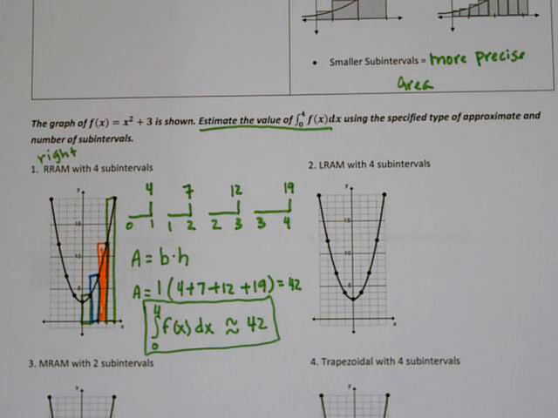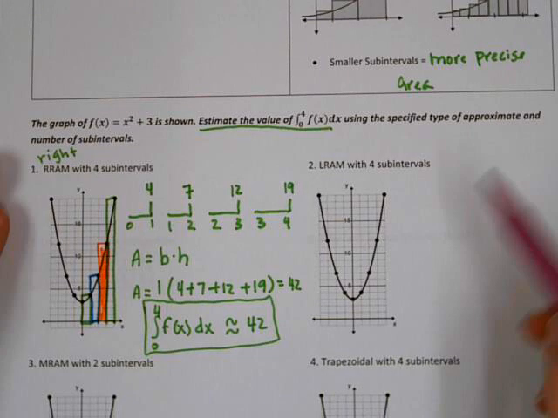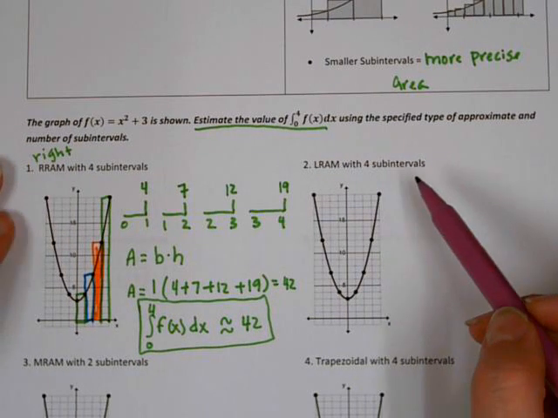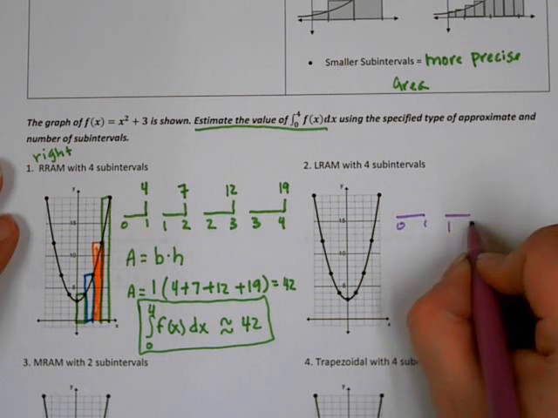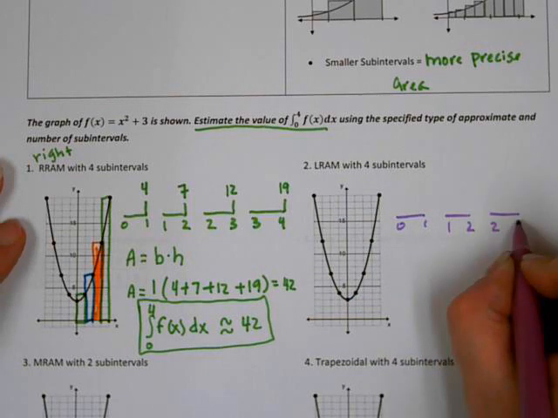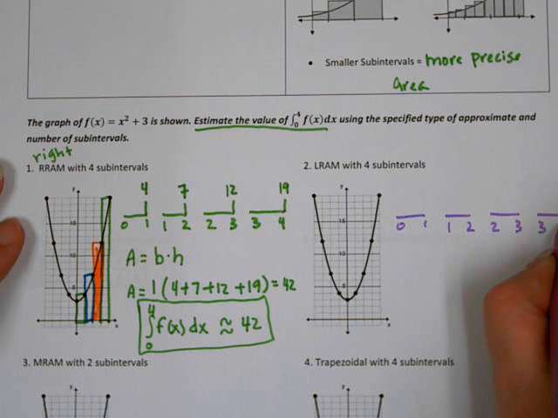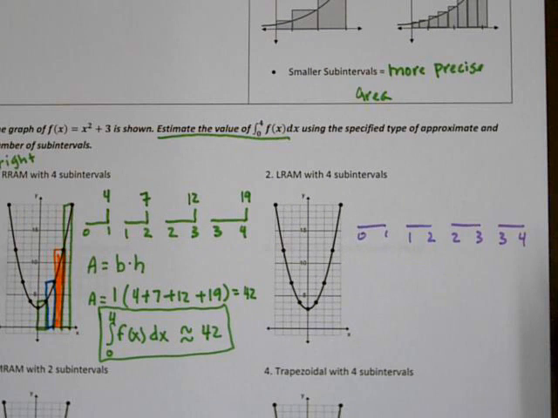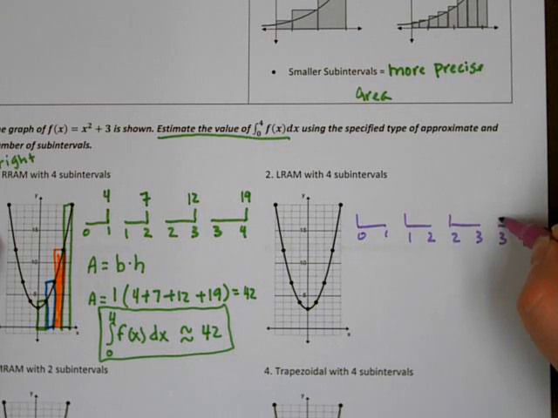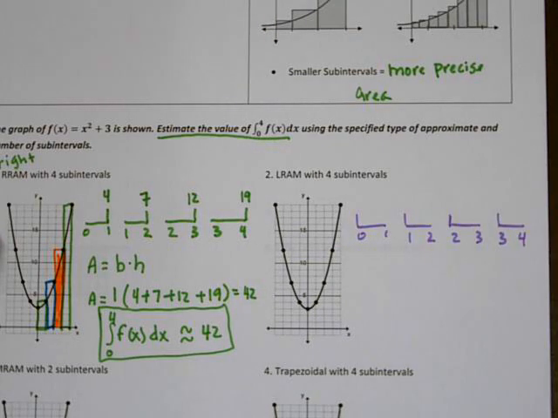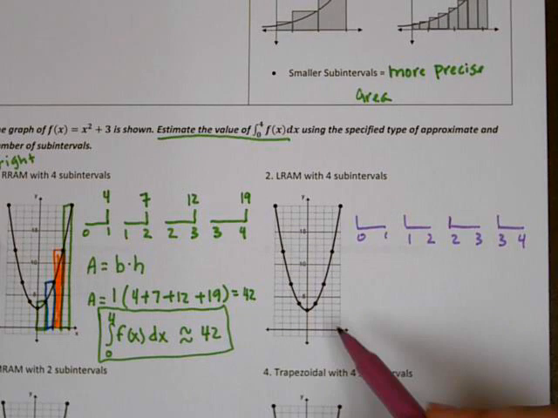So for question 2, we want LRAM, so we want a left approximation, and we want 4 subintervals. So we're still going to do from 0 to 1, 1 to 2, 2 to 3, and 3 to 4, but now we want the left endpoints. So I'm going to go ahead right away and mark that. We want the left. Okay, so I'm going to draw it on my picture here.